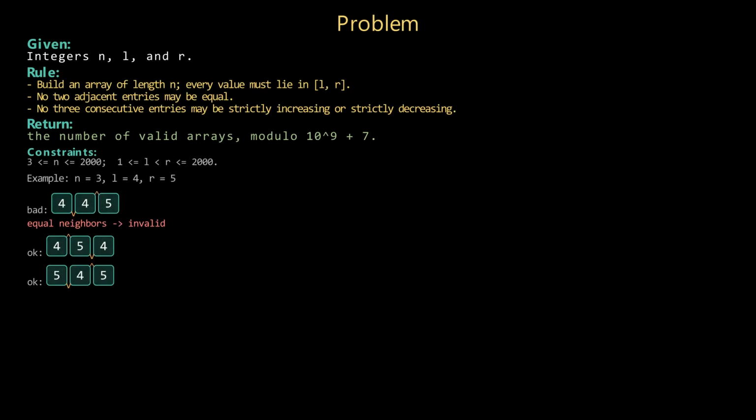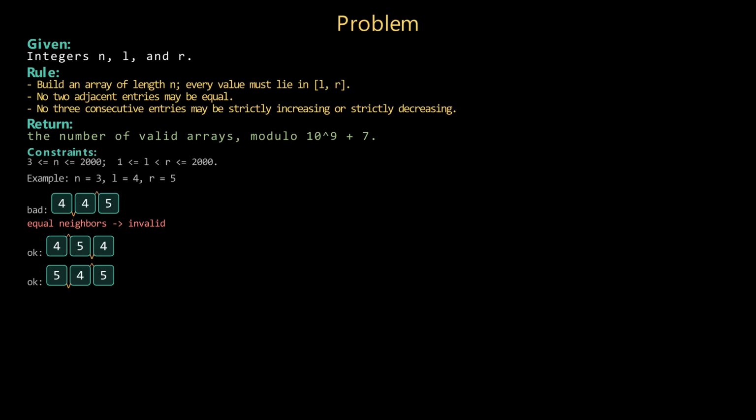Given three integers n, l, and r, build an array of length n where every value is between l and r inclusive. Adjacent values must differ, and you may not have three consecutive values that strictly climb or strictly fall. Count how many arrays satisfy these rules and give the answer modulo 1,000,007.